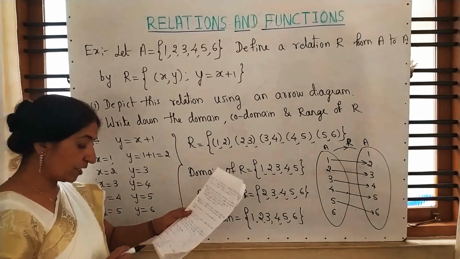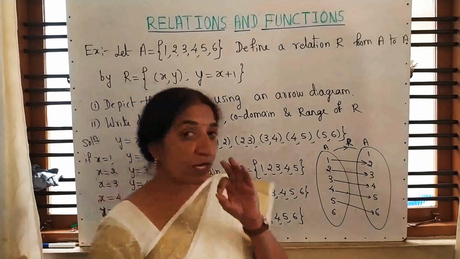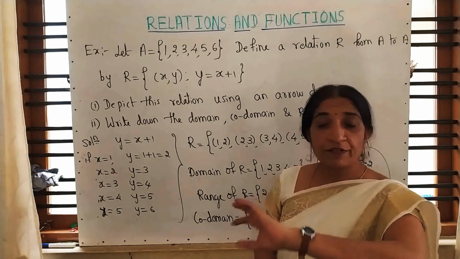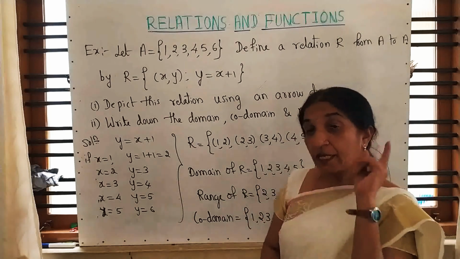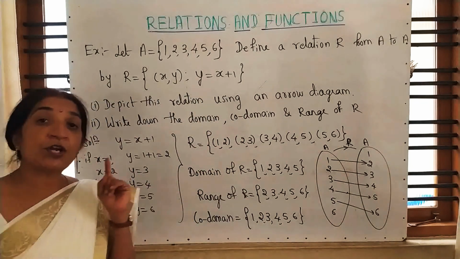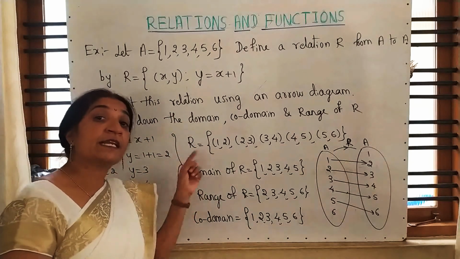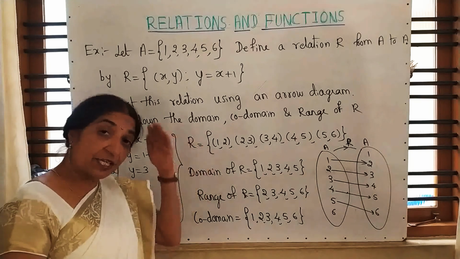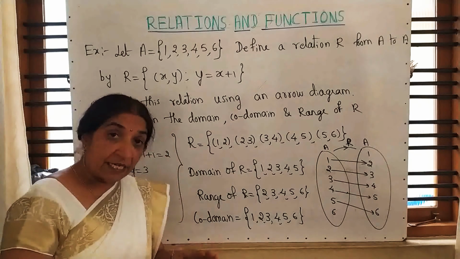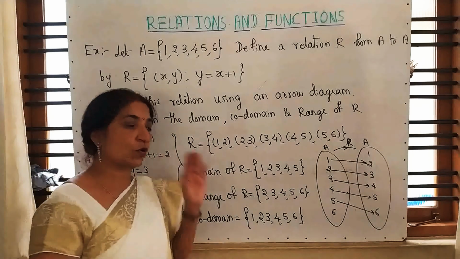See students, this is very simple. When you write a relation, you write it in the form of ordered pairs. In those ordered pairs, all the first elements are called the domain, written in the form of a set. All the second elements in the ordered pairs are called the range. And when you write a relation from the first set to the second set, that complete second set is called the codomain.